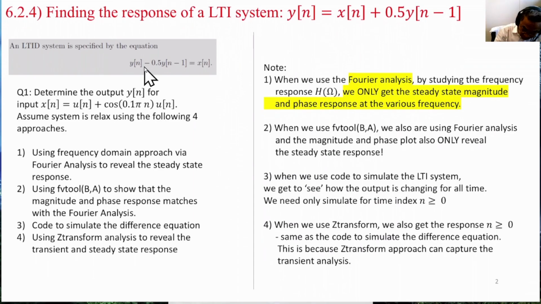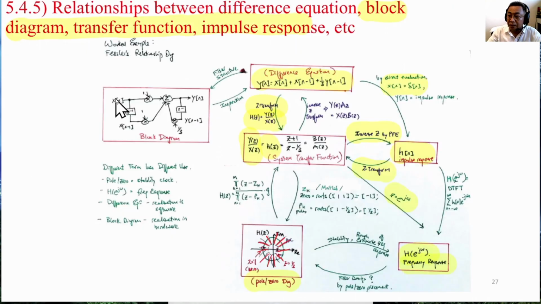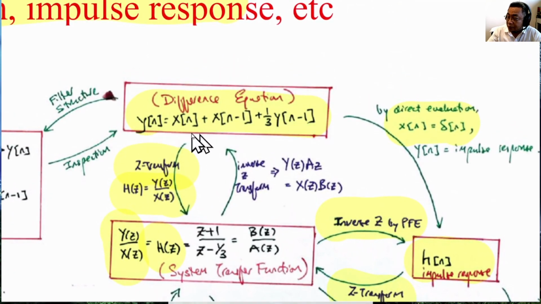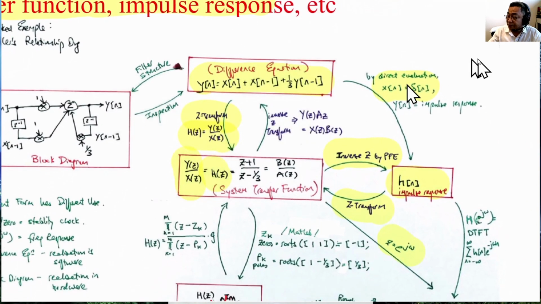We are first given this difference equation, and remember when we are given a difference equation in the Z-transform, this is what we have done. I'll now show you the slides in Z-transform for this very similar problem. The slide you should be looking at is at chapter 5.4.5, page 27. In the slide, if you recall, we are first given a difference equation, and then we can perform Z-transform on it. And finally, we find H(z), the system transfer function.